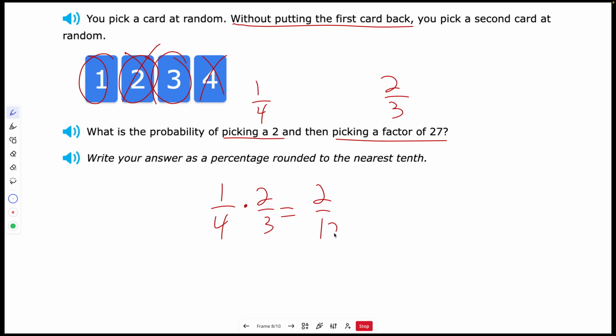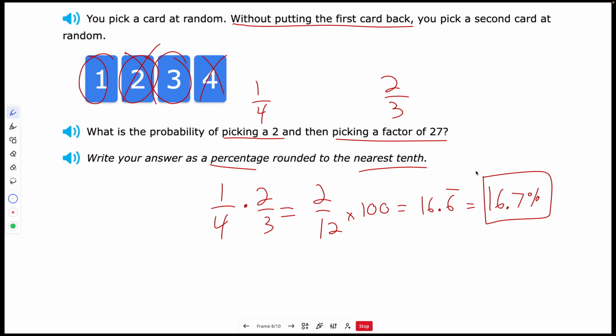We get 2 over 12. It says write your answer as a percentage, rounded to the nearest tenth. So we need to multiply by 100. And that will give us 16.6 repeating. And it says rounded to the nearest tenth, so that would be 16.7%. Final answer. Again, these are dependent events.